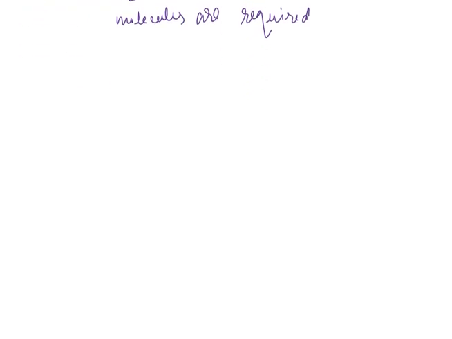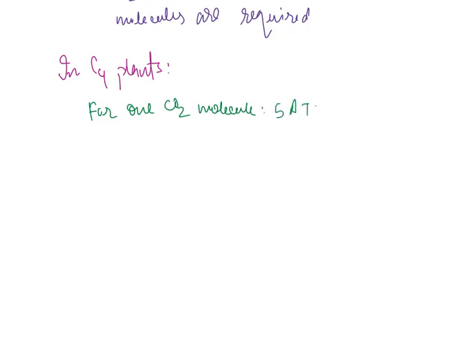In C4 plants, for 1 CO2 molecule, 5 ATP and 2 NADPH molecules are required.